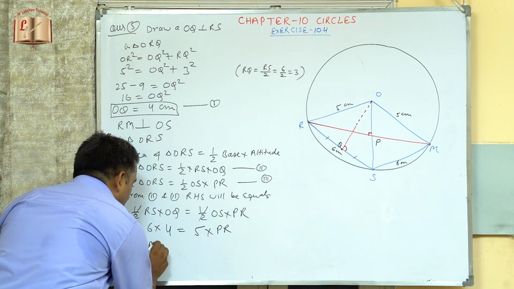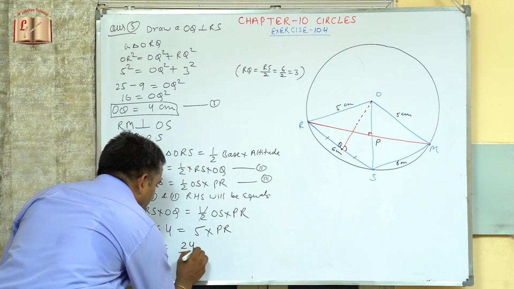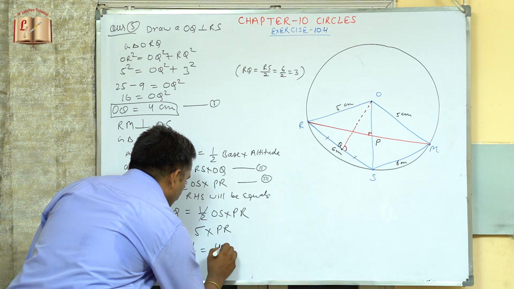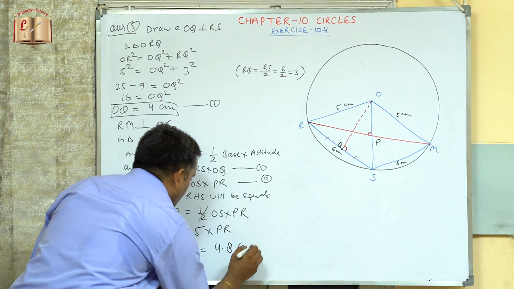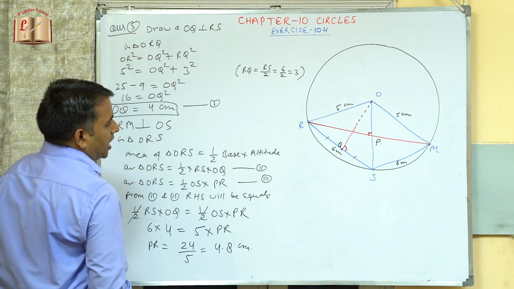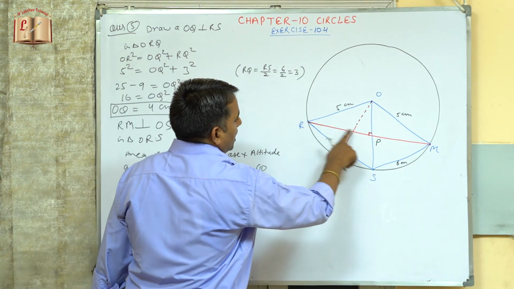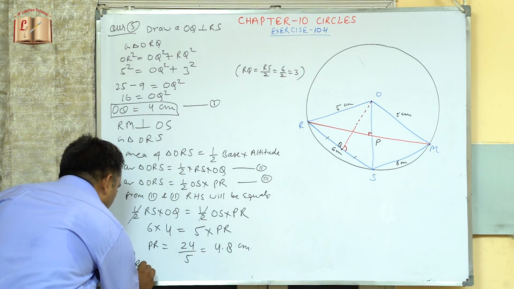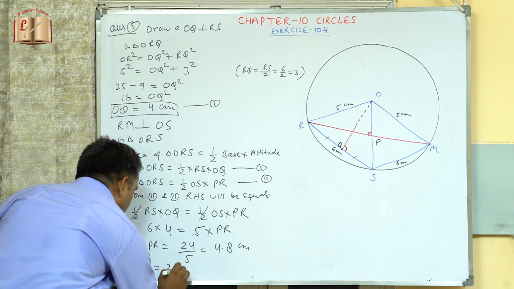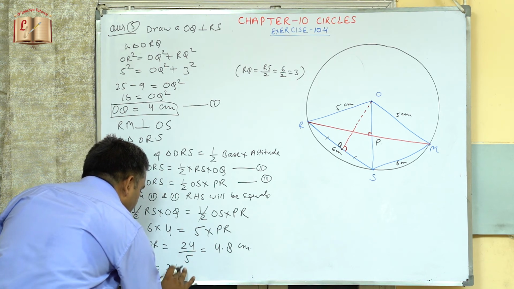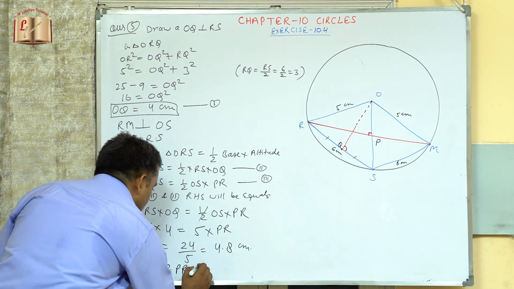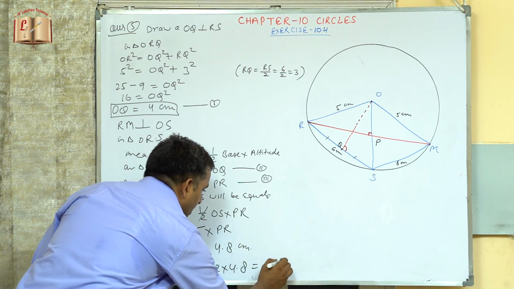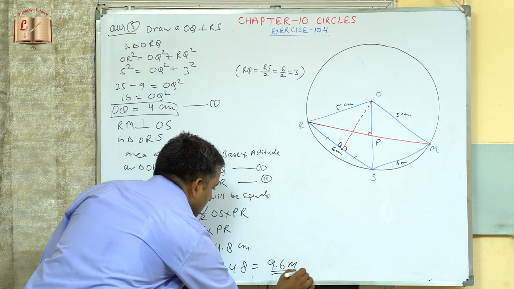So we got PR is equal to 24 by 5, so this is 4.8 centimeter. Now we got RP, so therefore RM will be double of RP. So RM is equal to twice of PR, so this is equal to 2 into 4.8. So this is 9.6 meters.